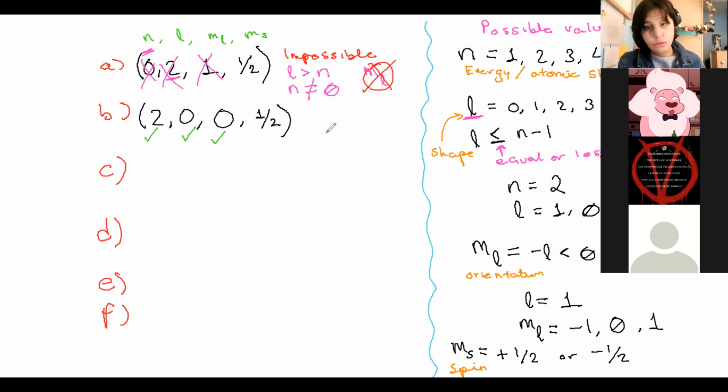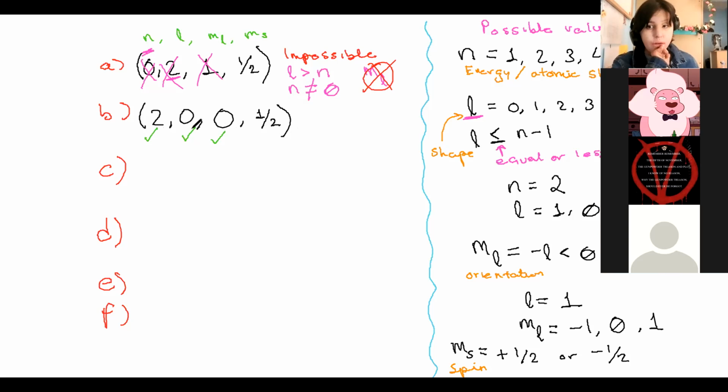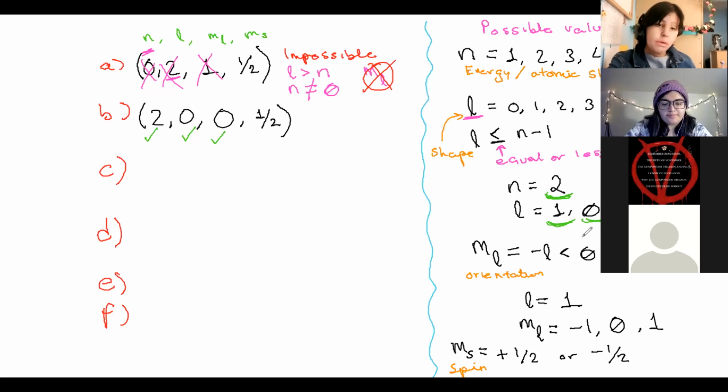Is that good? We good with this? Wait, I have a question. Yes. So wouldn't it also be for L equals 1? Or is it not always? So it's not always. L is not always 1 if you have n equals 2, because if we have n equals 2, the possible numbers for L are either 1 or 0. So you can't have multiple L's for this one. It can be either 1 or 0. So this is definitely a possible number.